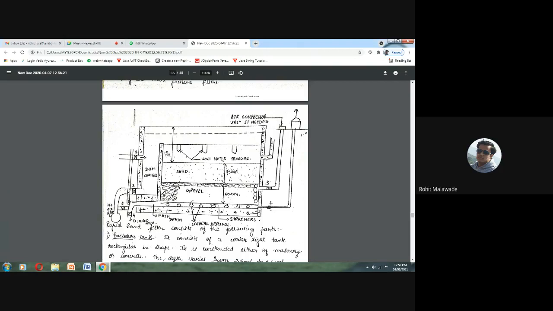See, you need not memorize this. You need to see the diagram, and then you need to explain it. What is happening logically? The water will enter from valve number 1, when valve number 2 is closed. If we do not close it, the water will come out from here. So we need to close it. The water will enter from here, then it is going to pass through the sand layer, then the gravel layer, then through the under drain. So if we open valve number 4, we are going to get the filtered water.